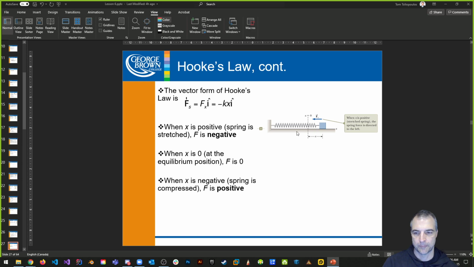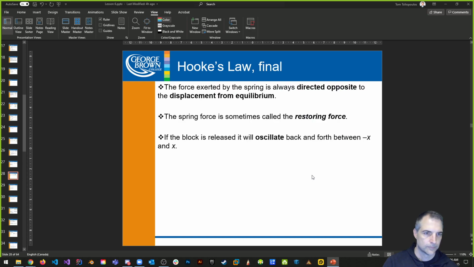Always think about that. When x is negative, the spring is compressed. Why? Because I go from the equilibrium point to the left of the equilibrium point. So x becomes negative, and as a result, the resultant force, the spring force, is positive. It's going to strive to go in the opposite direction because of Hooke's law. So the force exerted by the spring is always directed opposite to the displacement from the equilibrium.